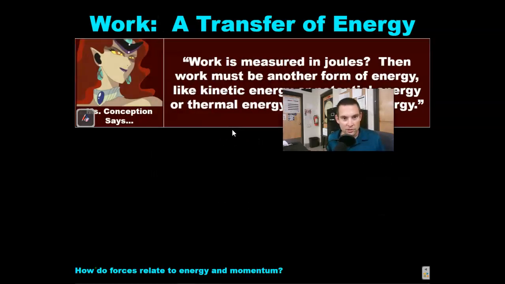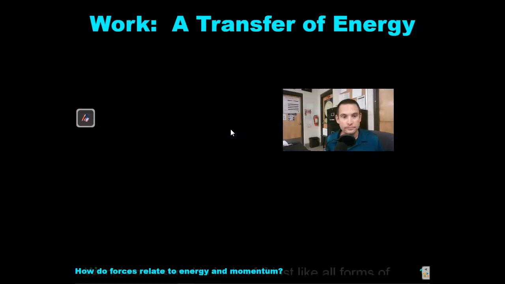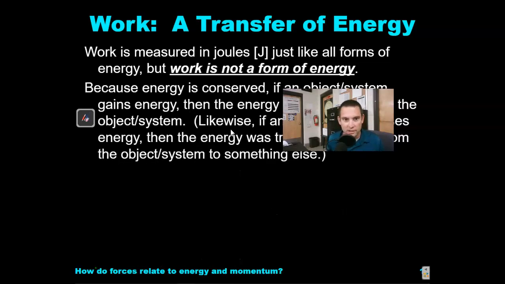Work is a transfer of energy. Misconception says work is measured in joules, then work must be another form of energy, like kinetic energy, or potential energy, or thermal energy, or chemical energy. No! Work is a transfer of energy from one object or system to another. Work is not something an object has, gains, or loses. Work is the gain or loss of energy by transfer. Work is measured in joules just like all forms of energy, but work is not a form of energy. Because energy is conserved, if an object or system gains energy, then the energy was transferred to the object or system.